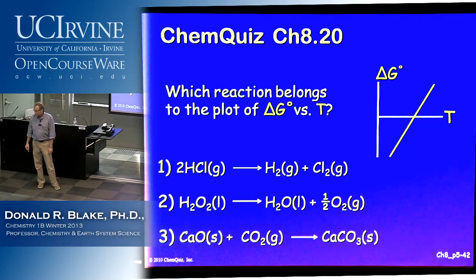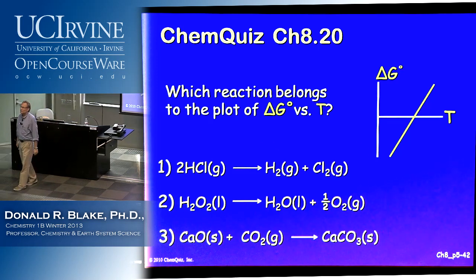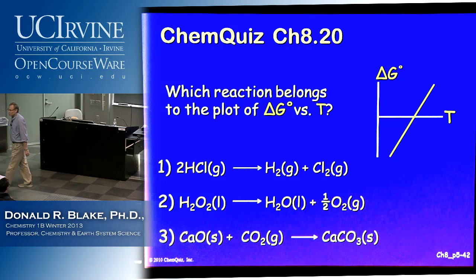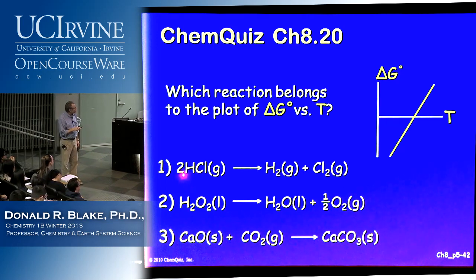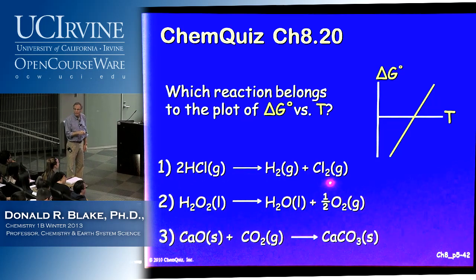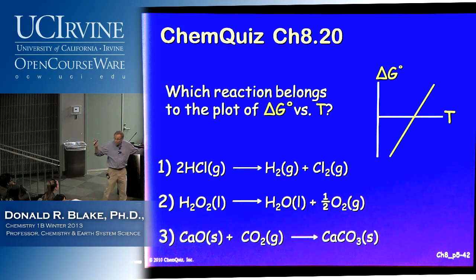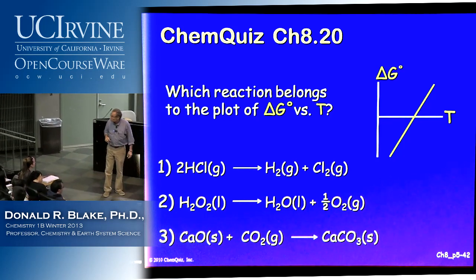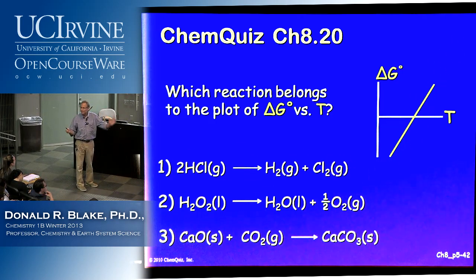So which of these three should have a negative entropy? Okay, let's look at this one. How many gases on the left? How many gases here? So we can't really say much about entropy there, can we? Doesn't mean that entropy is zero. It just means that it's pretty darn close to zero. And this looks like it's got a pretty steep slope. So we can rule this one out, we can't tell.